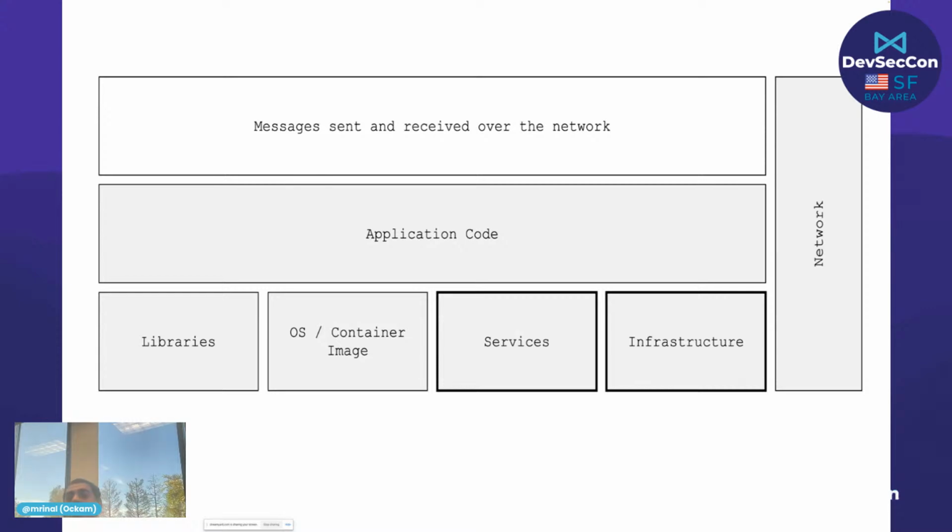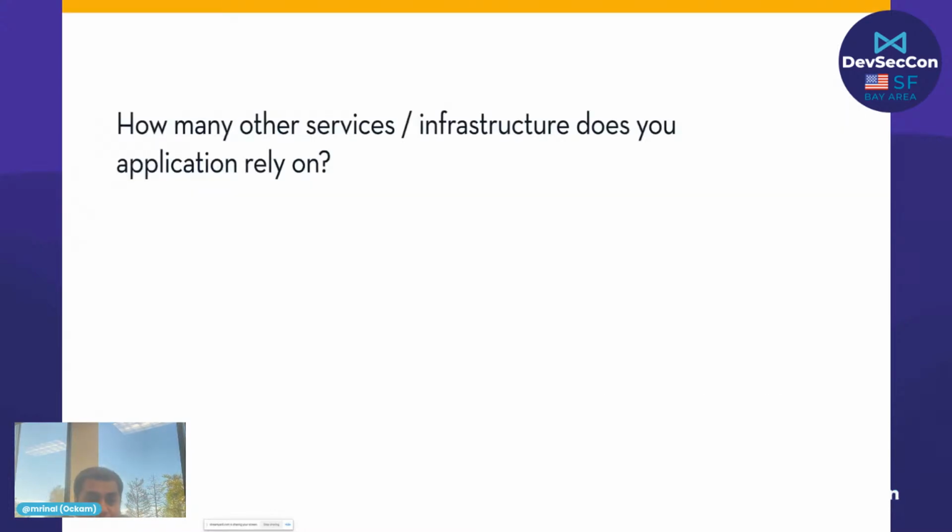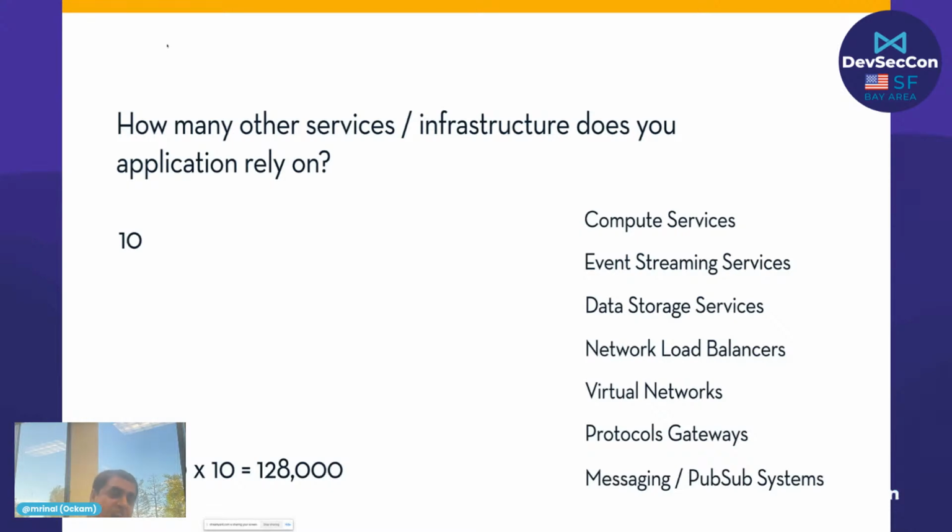This could be cloud APIs. This could be messaging APIs. This could be lots of things, right? So how many other services or infrastructure does an application rely on? And infrastructure is usually available as a service these days, right? So especially in a cloud environment, my infrastructure is also an API call to, I don't know, EC2 or S3 or something like that, right? So I again made up a number here and said it's 10, right?